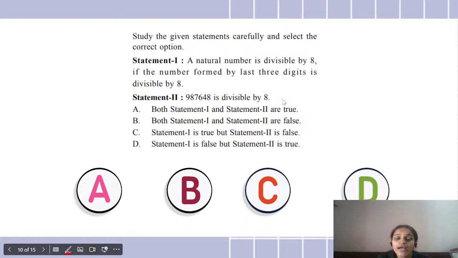And in the second statement, it is asked whether this number, 9,87,648, is divisible by 8 or not. So find out and tell me whether it's true or not.